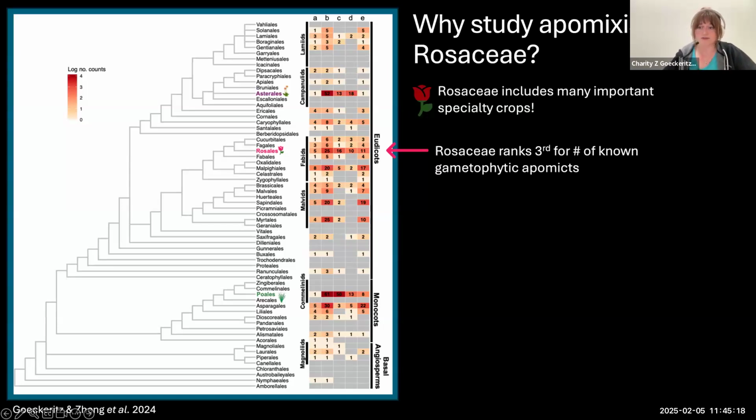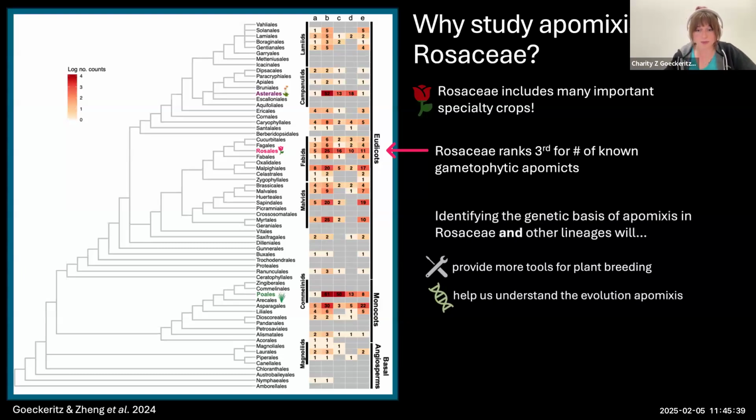This figure on the left is a phylogeny of all the flowering plant orders, and next to the phylogeny, these columns are indicating the accounts of apomixis. You don't necessarily need to know what each of the five columns means, just know that the darker the columns and the higher the numbers, the more frequent apomixis has been seen in that order. So if we're going to identify the genetic basis in rosaceous genera and other lineages, that will provide us with more tools for plant breeding and inform us on the circumstances leading to apomixis emergence and decay in flowering plants.